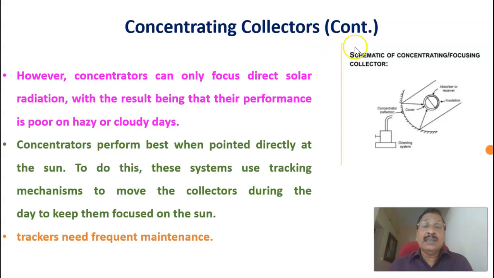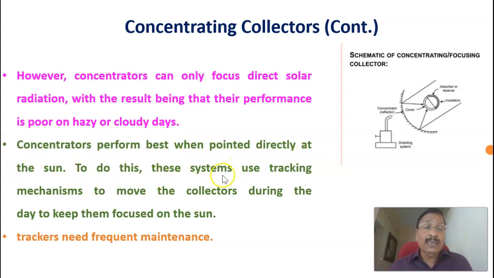Continuing with the concentrating collectors, as we have seen, the solar energy is concentrated here, and the collector can even be tilted. This is a schematic of a concentrating type of collector that can be tilted toward the solar radiation. The mechanism is also there. However, concentrators can only focus direct solar radiation, with the result being that their performance is poor on hazy or cloudy days. Concentrators perform best when pointed directly at the sun.